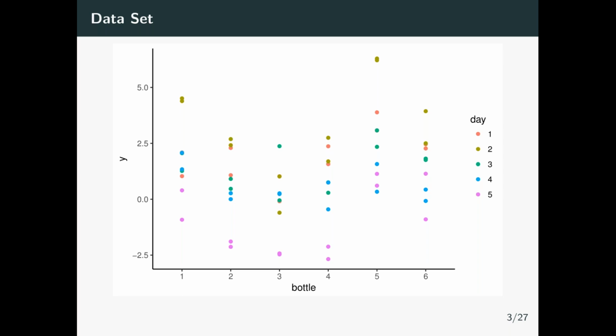The points in this graph represent individual measurements, and I've colored them according to 5 different days. So imagine that on day number 1, we take 2 measurements from bottle 1, 2 measurements from bottle 2, 2 measurements from bottle 3, so on and so forth. We repeat this for day 2, repeat it again for day 3, so on and so forth. And this is done for 5 days. So we have 60 total measurements, or 6 bottles times 5 days times 2 measurements per day.